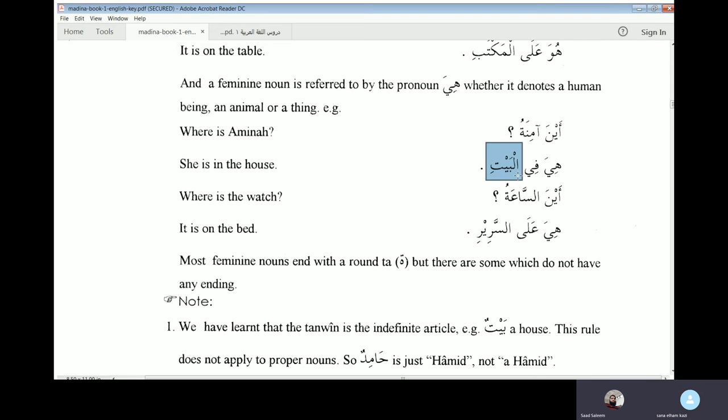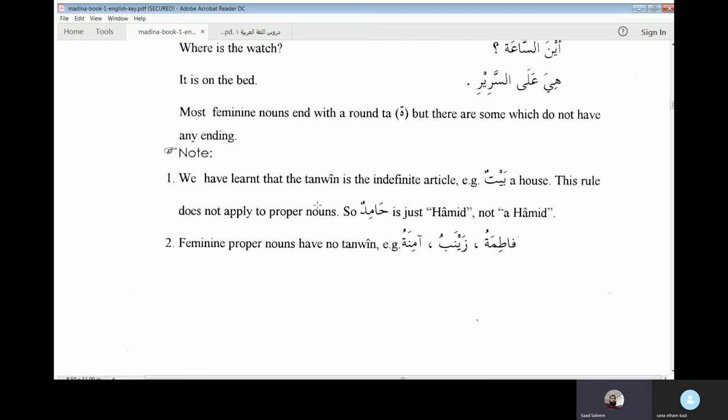Because there's a preposition, harf jar. Yes, correct. Because of harf jar, this word is majroor. And when we don't have harf jar, we use the mom word. Okay. And here you also learn the first sign of femininity. There are many signs of femininity, and one of these signs is ta marbuta. Any word which has ta marbuta at the end is considered a feminine word in Arabic. Next.